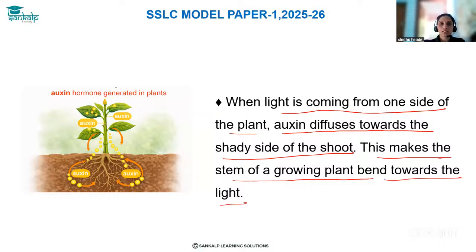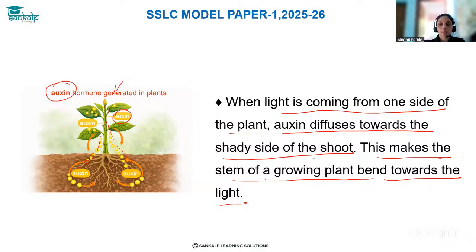So when the sunlight falls on this plant, the auxin hormone is generated. The light is coming from one side of the plant. This generated auxin hormone starts to diffuse towards the shady side of the shoot. See, like this, auxin is generated and it starts diffusing towards here, the shady part of the shoot.